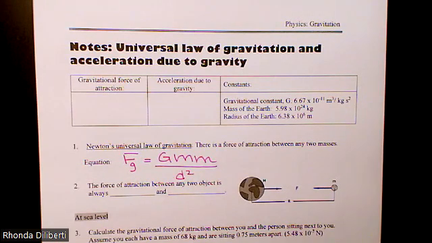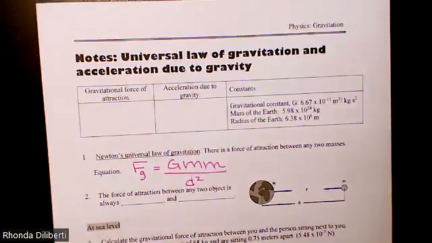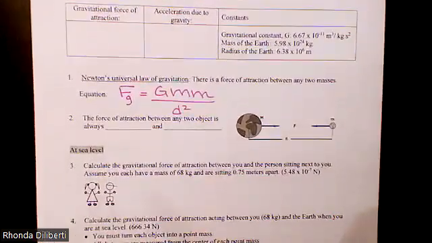So many times when we talk about gravity, people think that gravity only acts like down, like the earth pulling me down. But Newton expanded that and said that there's a gravitational force of attraction between any two objects. So we're going to do a quick example here. I'm skipping number 2 temporarily. We're going to look down at number 3.